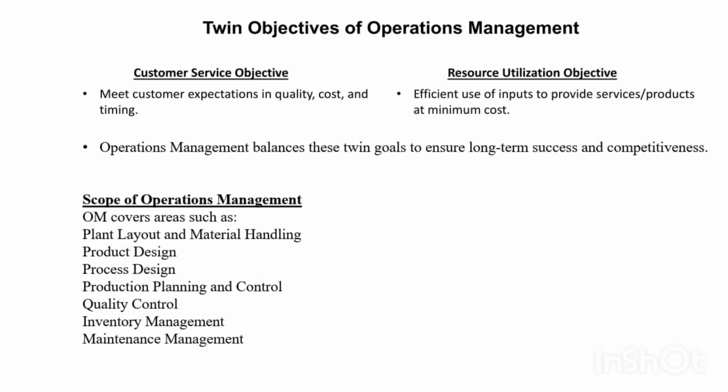The second one is product design. That means deciding features, quality and cost of the product before making it. For example, should we make a phone with a glass back or plastic? Operations management decides cost versus durability. The third one is process design: how to make the product, which machines, which steps, which sequence. The next one is production planning and control. Here, what to produce, how much to produce, when and by whom to produce.